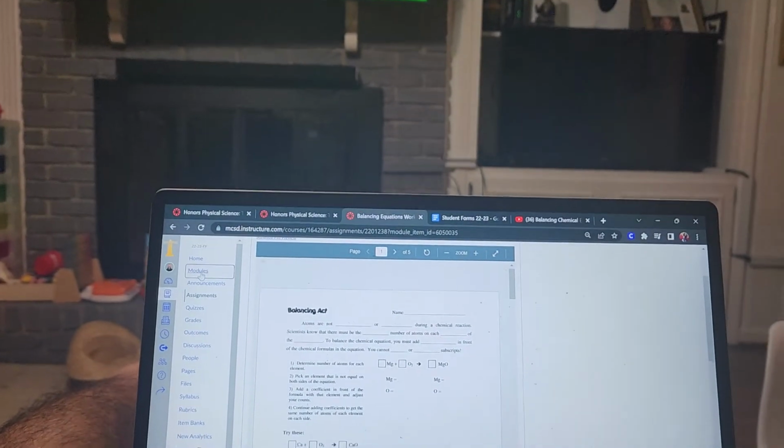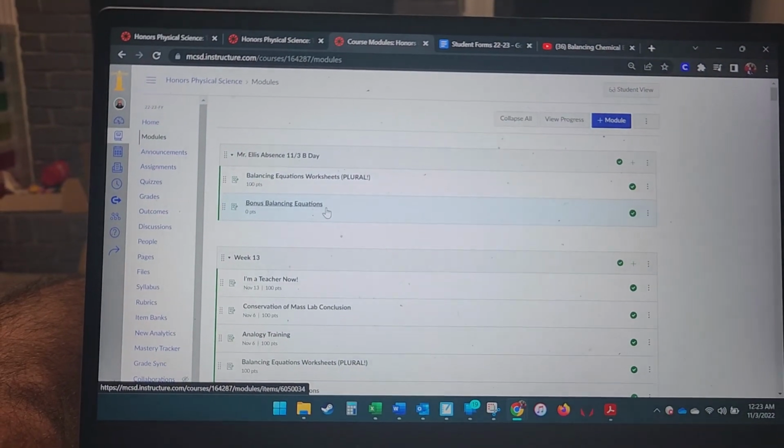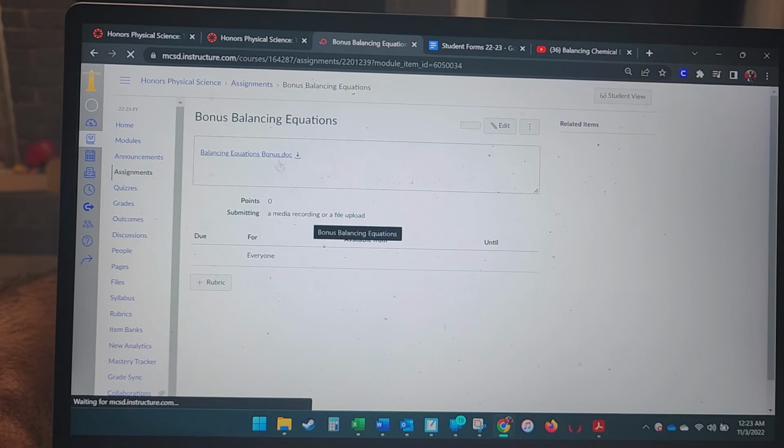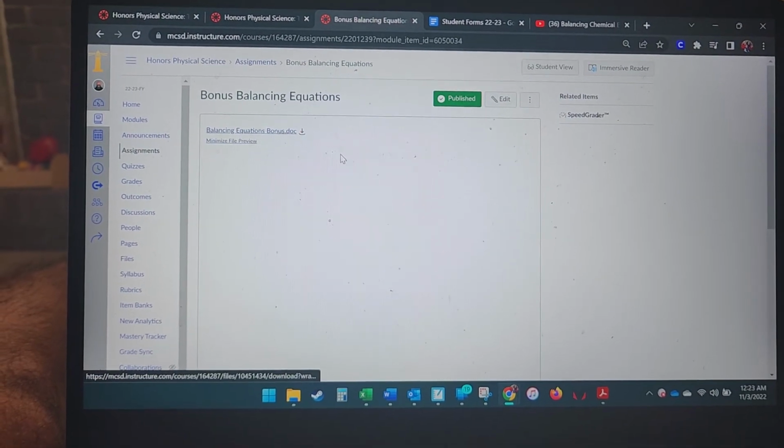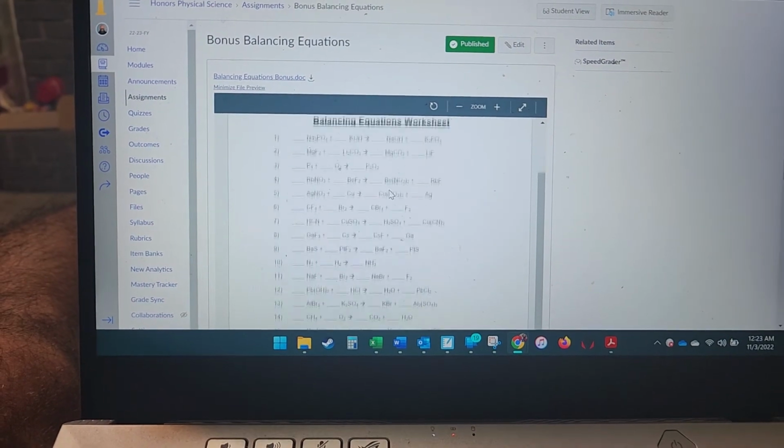That's all you got to do. You have the remainder of the period, not only to do this, but to figure it out, work together. There's also, I should say, a bonus. So if you look over here in our modules, there should be a third worksheet as well that your sub has access to. And right here, it says balance and equations bonus. You can see right here, it is, let's just say, a lot.